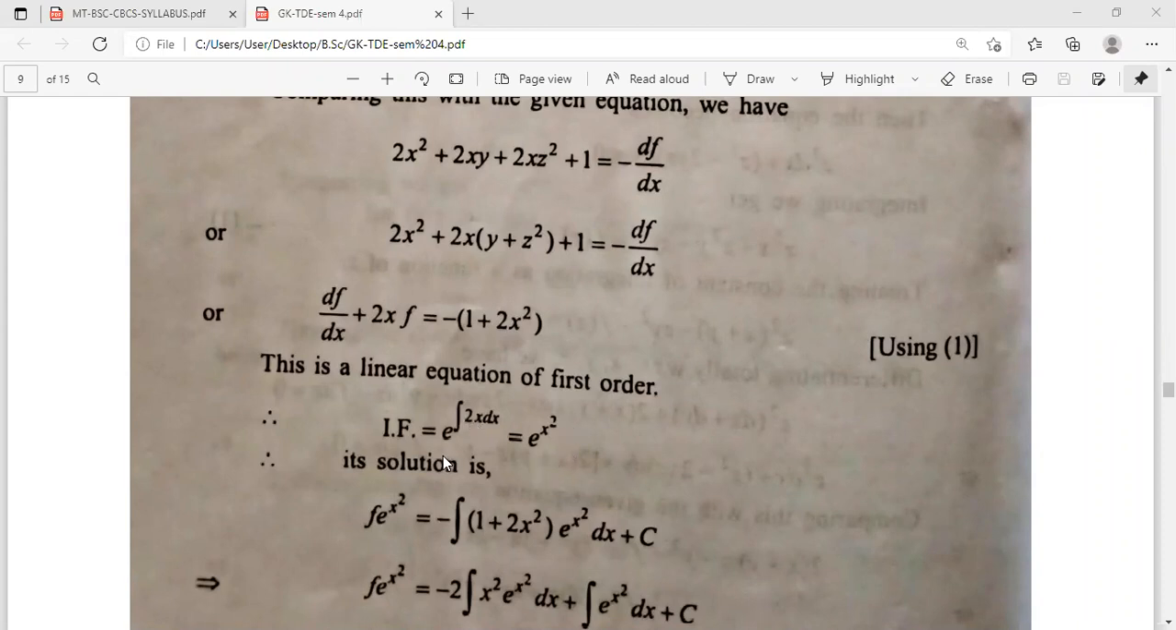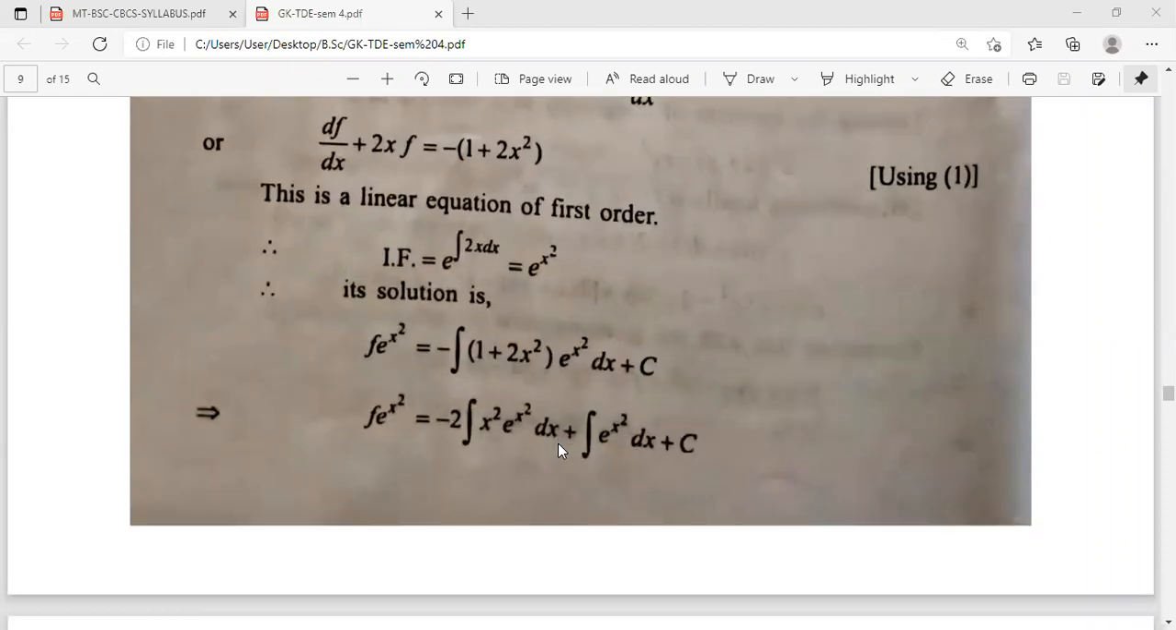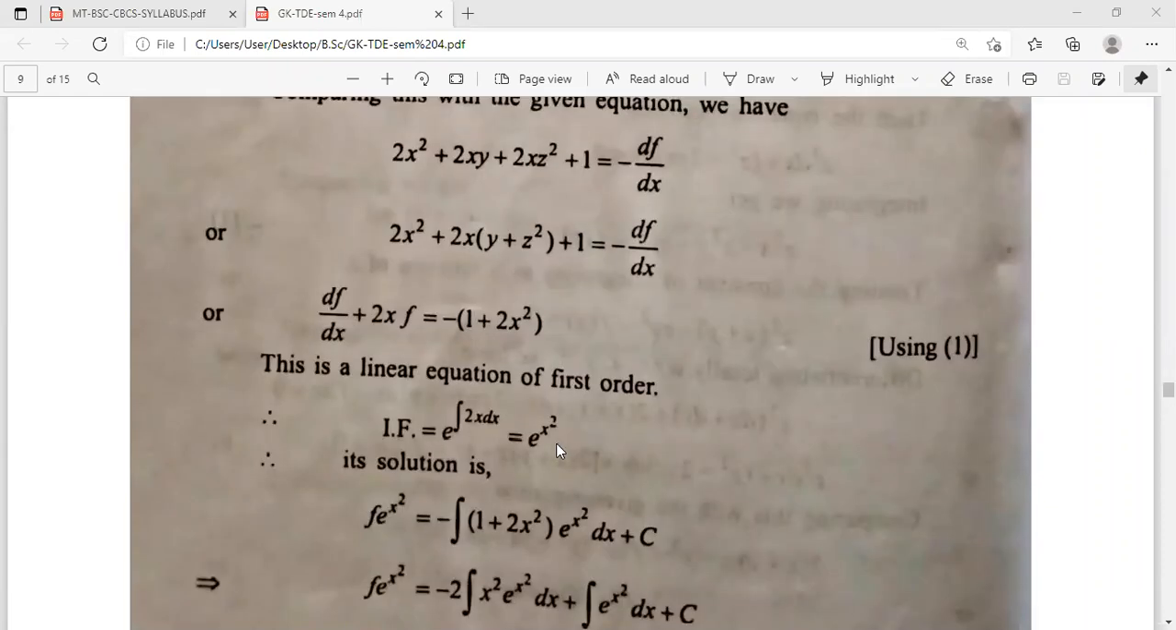That means we get the integrating factor equal to e to the 4x square. Now the solution. The linear format is there: dy by dx plus py equal to q. Then y into the integrating factor; here instead of y, we have f.